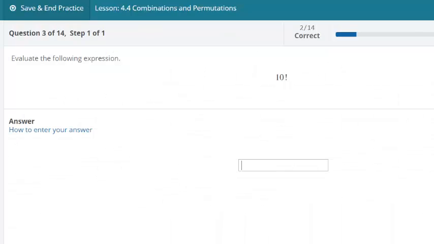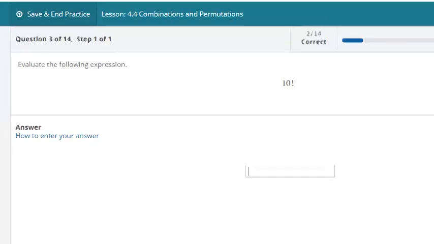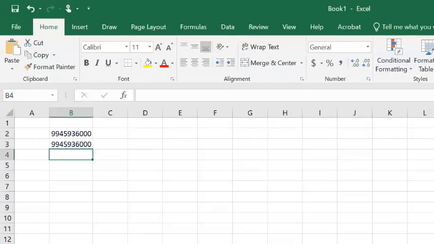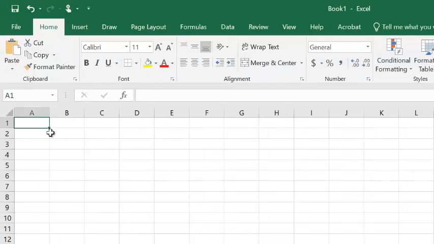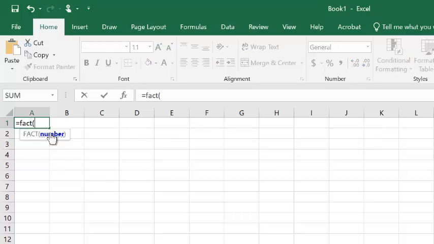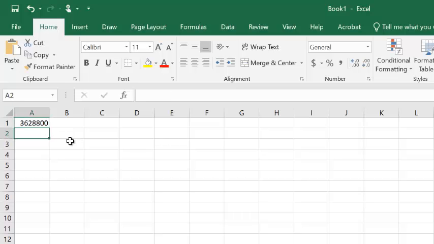Okay, the next one in my practice, this is a basic factorial, so we're going to use that abbreviation FACT, equals factorial for 10, which again would be the same as 10 times 9 times 8, and so forth.